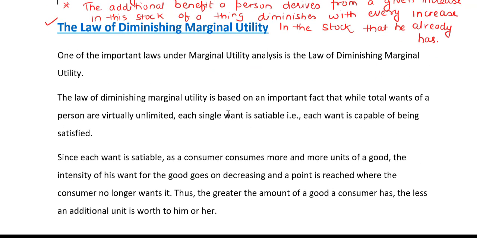So one of the important laws under marginal utility analysis is the law of diminishing marginal utility. The law of diminishing marginal utility is based on an important fact that while the total wants of a person are virtually unlimited, each single want is satiable. That is, each want is capable of being satisfied.